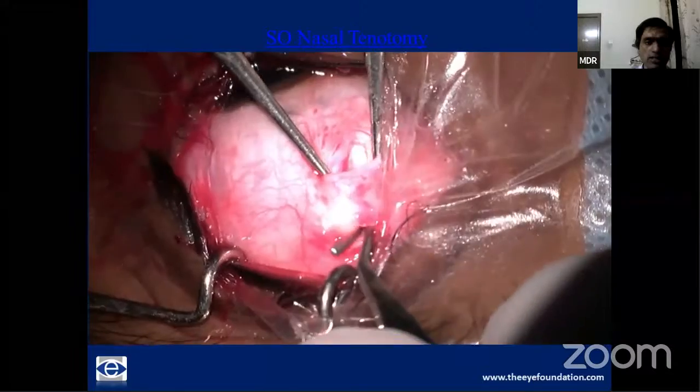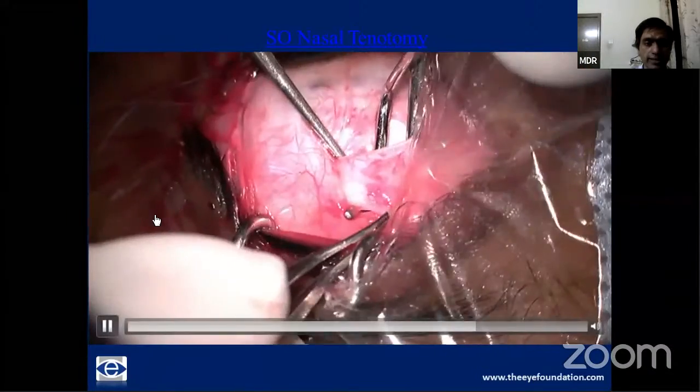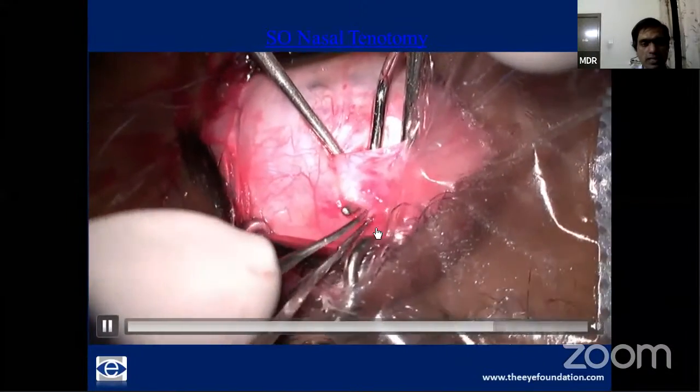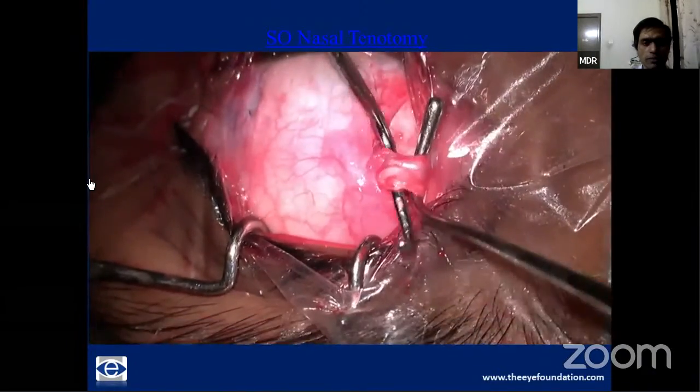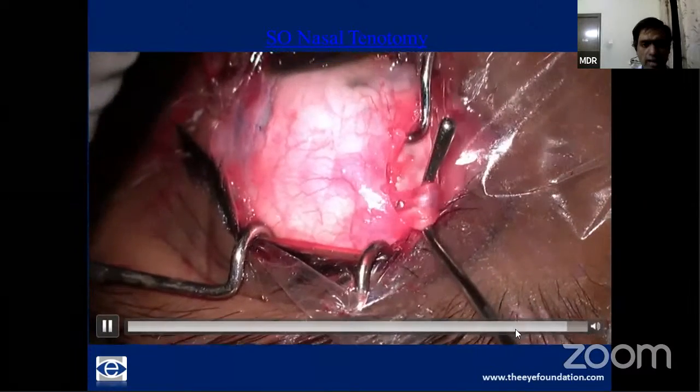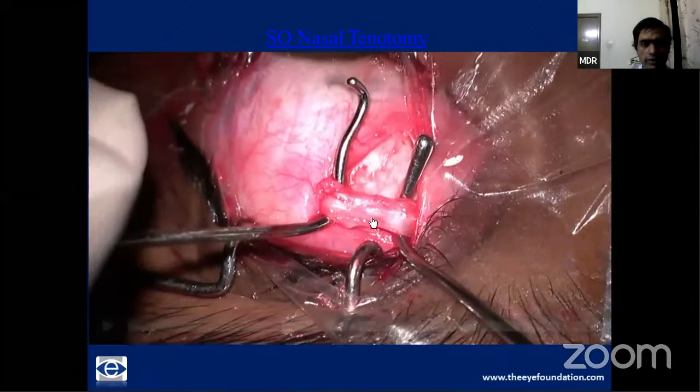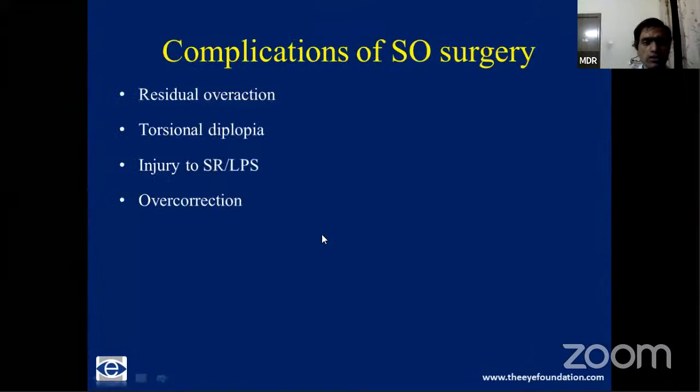Also, I use this approach to hook it on the nasal side. So you go 1 centimeter behind with a Stevens hook, and whatever you come out with is the superior oblique tendon. And this is the superior oblique tendon on the nasal side. And you can do whatever procedure that you want with it, either remove a part of it or.